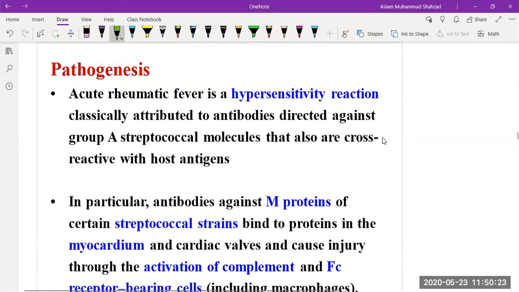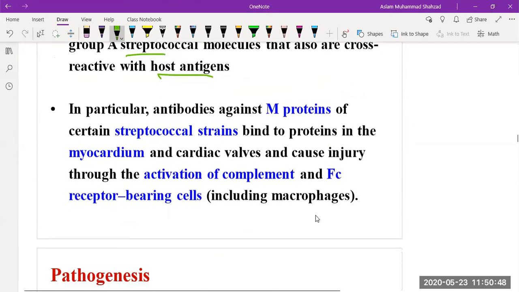So what is the pathogenesis of acute rheumatic fever? There is a hypersensitivity reaction because of antibody production against a streptococcal molecule, which is a bacteria, that reacts with the host antigen. In particular, antibodies against M protein of certain streptococcal strains bind to proteins in the myocardium and cardiac valve and cause the activation of the complement system and receptor-bearing cells, including macrophages.